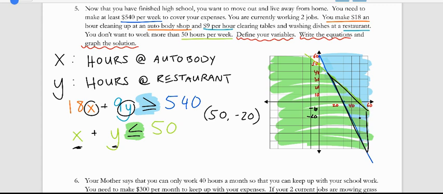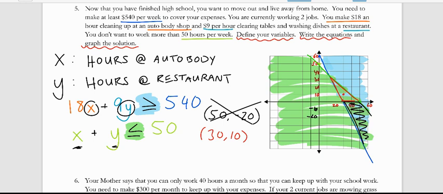Okay. So therefore, we can't have a solution below this x-axis right here. This is a no-go for us. Okay, we can't work negative hours. So therefore, this is not a correct solution. Okay. To find ourselves a correct solution, we need to have something in this triangle over here above the x-axis. Okay, so if we pick this red coordinate here, that's 30 and 10.